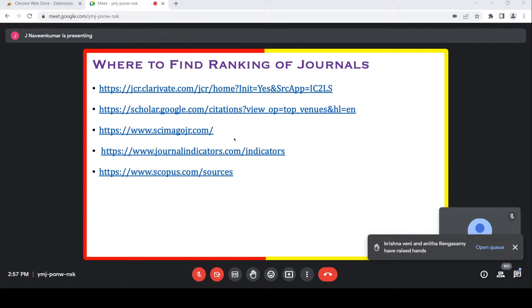So these sites basically help you to understand where the journal stands, what is the position of the journal among the same domain, right? So that can be found from these portals.